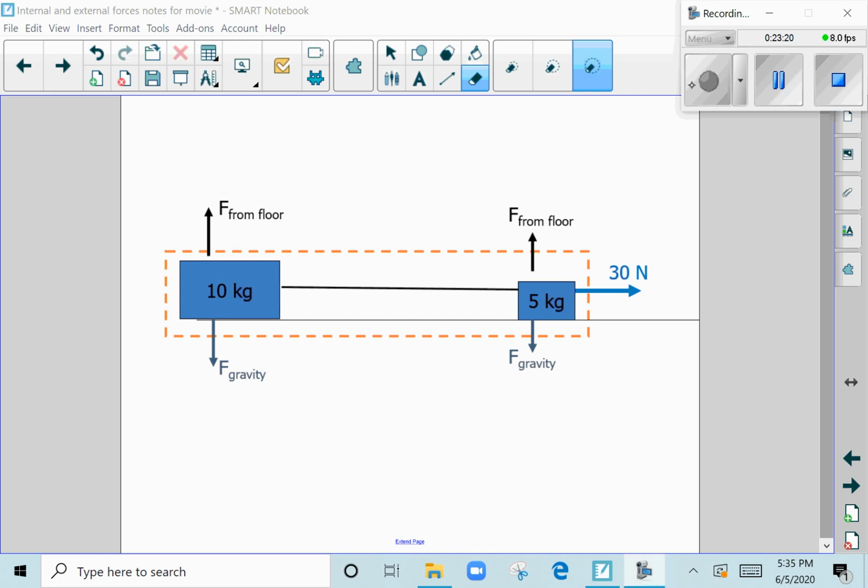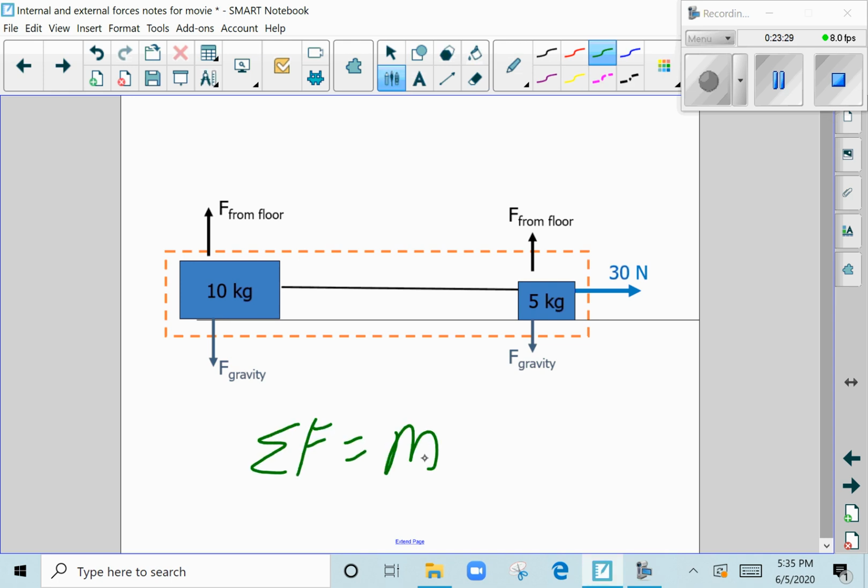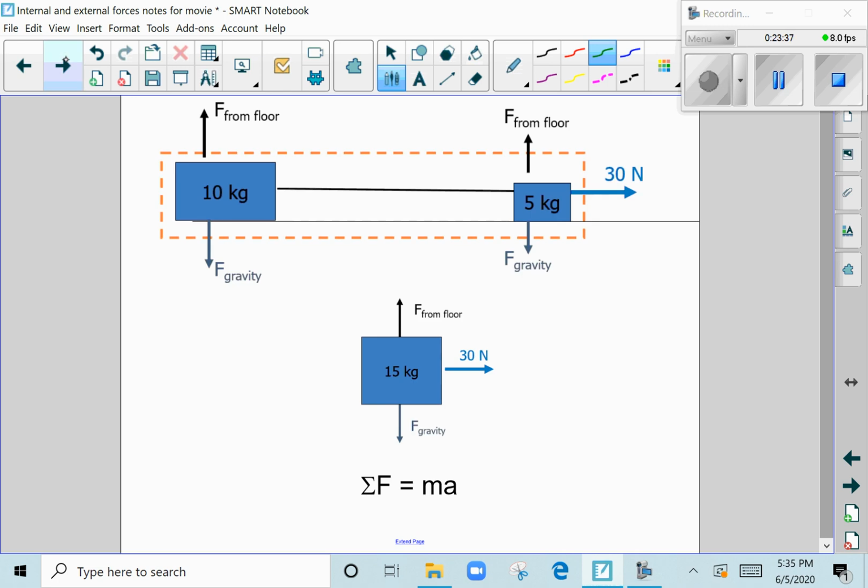Now, in order to find the acceleration of the system, I am going to have to work with Newton's second law, which says that the net force on the system is equal to the mass of my system times the acceleration. So instead of dealing with a 5 kilogram block and a 10 kilogram block, I can very easily simplify my system down to a 15 kilogram block.